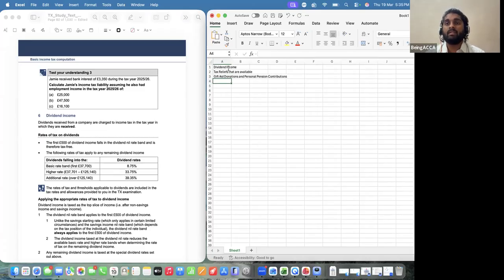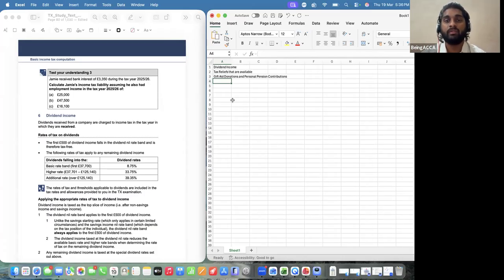So, in the previous session, we discussed non-savings income and savings income, where non-savings income should be given the first priority whenever we are calculating the taxation, and the rate bands should first be utilized for non-savings income. Then, if anything is left in the higher basic rate or higher rate, that will move to the savings income. And after that, if anything is left over in the basic rate band, higher band, or additional rate band, that is when the dividend income comes into the picture.